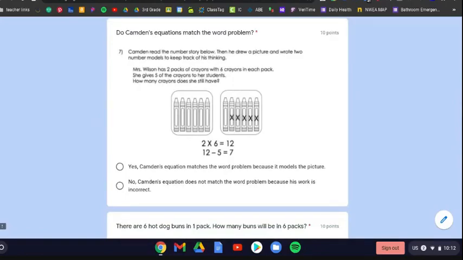Number 7, it says, do Camden's equations match the word problem? Camden read the number story below. He drew a picture and wrote 2 number models to keep track of his thinking. So Camden read this word problem, and then he wrote the equations.